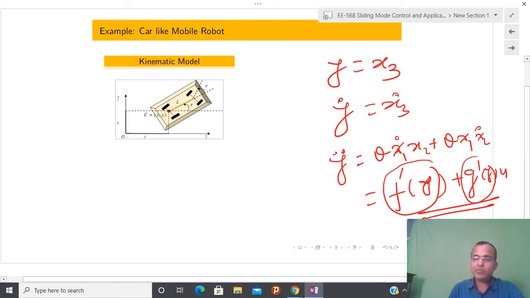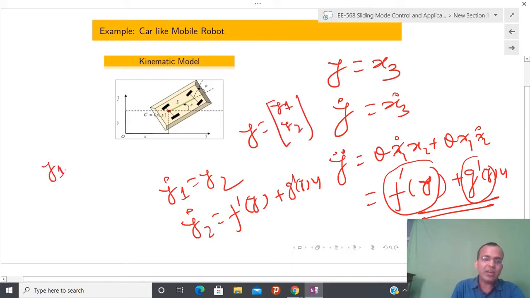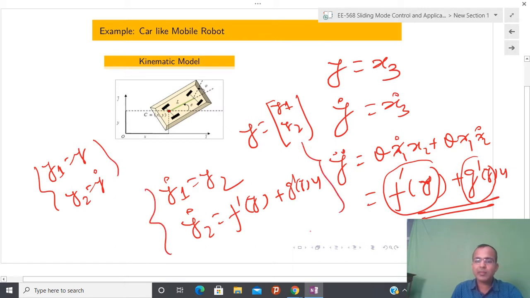And here, what is y? You can represent it like this, then things become more proper. y1 dot equals y2, and y2 dot equals f dash y plus g dash y into u, where y is y1, y2. And what is y? y1 is y, and y2 is y dot. So in this way, I will get this kind of system.